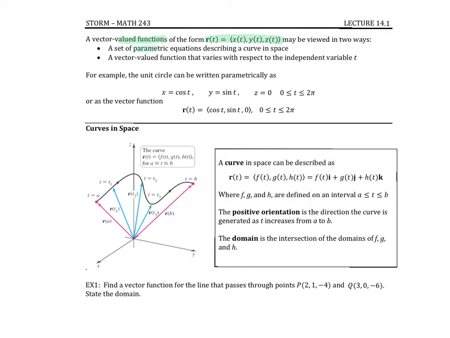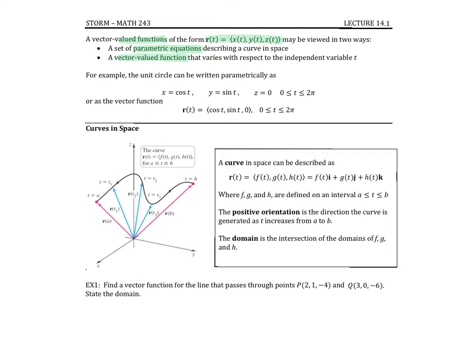It could be a set of parametric equations. Notice we have the parametric equations x, y, and z of t. But we can also look at it as just one single function r of t, which we call a vector valued function because it describes a function in terms of vectors. Oftentimes we'll just say vector function. So this function will just vary with respect to the independent variable t.